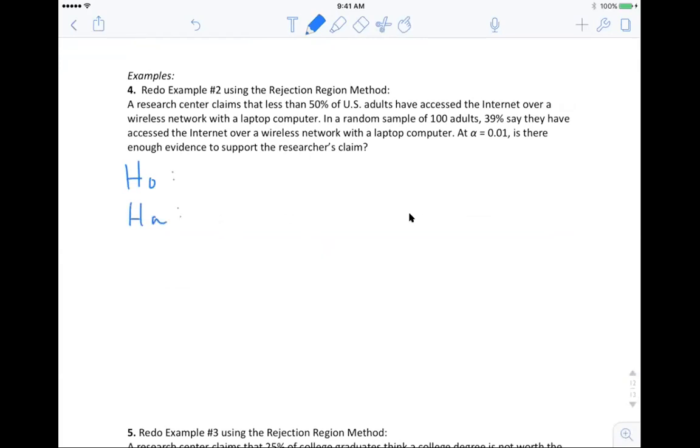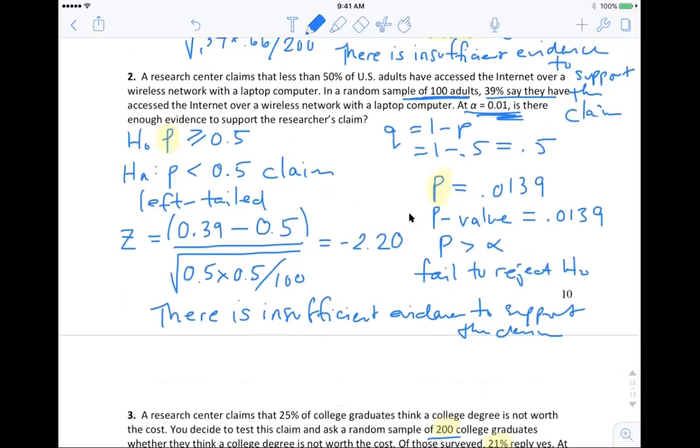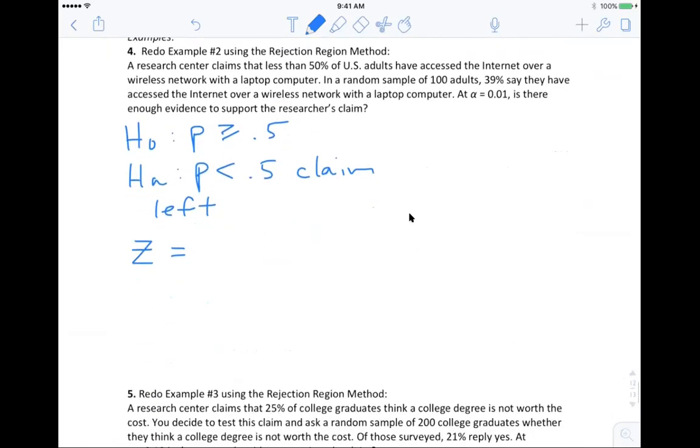Okay, so less than 50%, P less than 0.5 is the claim, P greater than or equal to 0.5 is the H0, left tail. When we go to find our z-score, it's the exact same as the p-value method. So I'm just going to cheat and go look that up. This was redoing example 2. So that one right there, we got that negative 2.20. Okay, it would be the exact same work for the rejection region method.